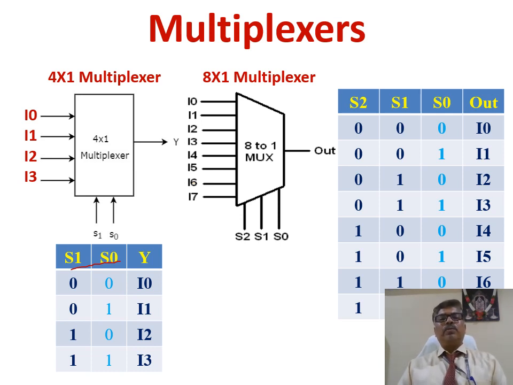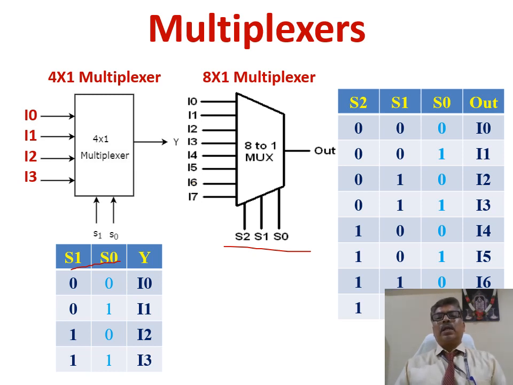Now the same principle is applied for the 8 to 1 multiplexer also. In the 8 by 1 multiplexer, there are 8 inputs, I0, I1 to I7, and 3 selection lines. If it is 0 0 0, the output will select I0 as the output signal. Likewise, if 0 0 1, I1 will be selected.